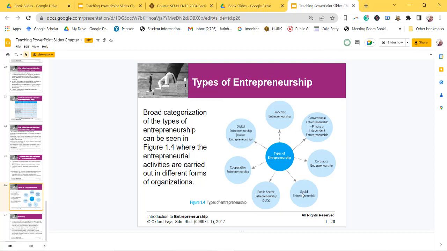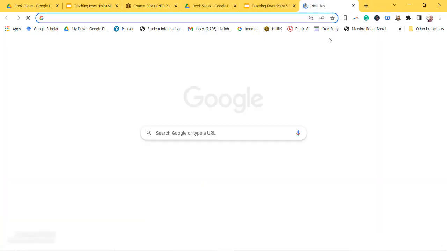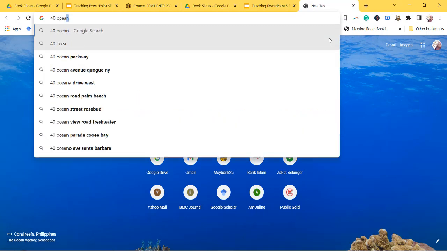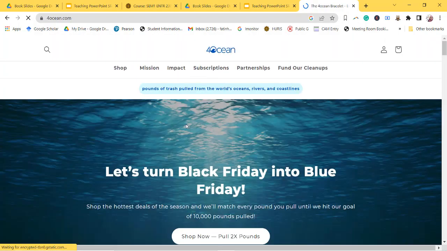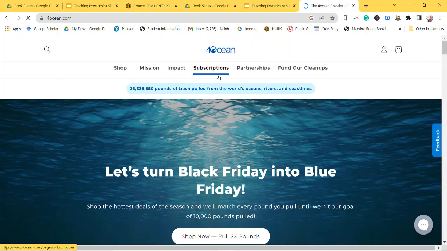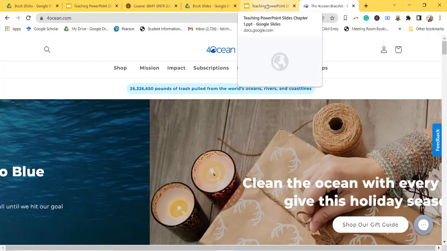For example, like 40 Ocean. Yeah, 40 Ocean. Okay. Alright. This one is a social enterprise. They have a mission and they're also selling something. They have a product.